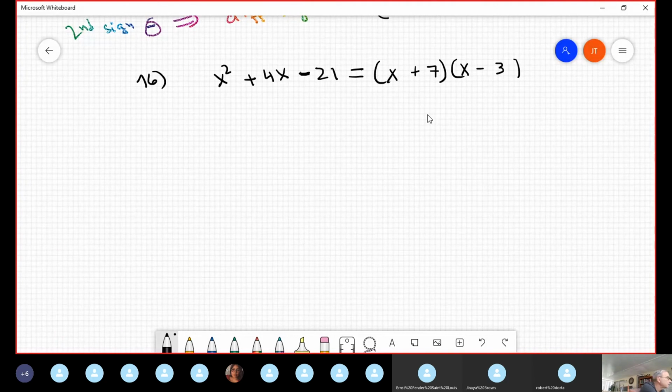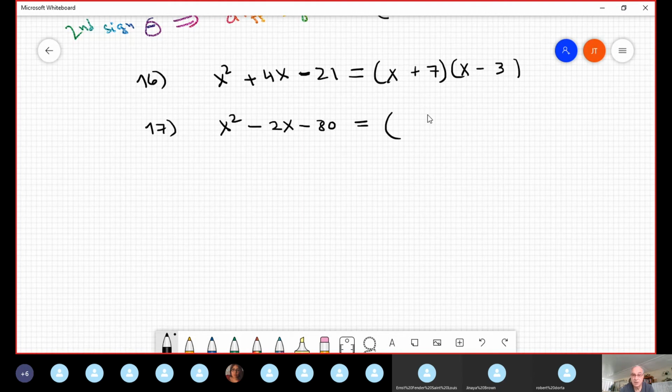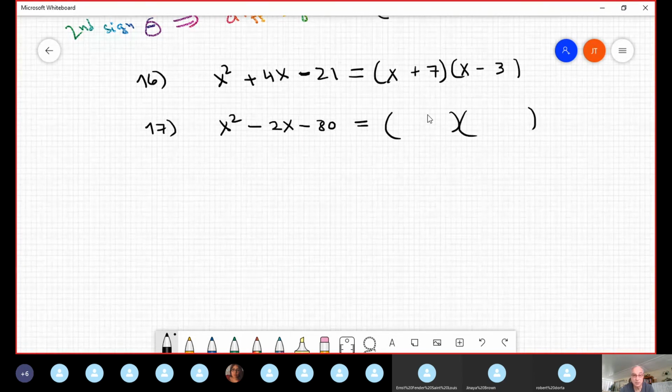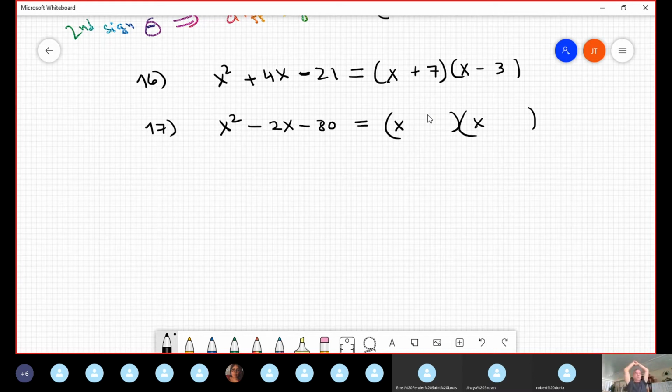Okay, this is extremely important because we have to do a lot of factorization. 17. 17 is x squared minus 2x minus 80. Okay, trinomial again. Regular trinomial because the coefficient here is 1. Open two parentheses, put the name of the variable, which is x in that case. And I try to find the combination: two numbers that multiply each other to give me 80, and when you subtract or add, give me 2.